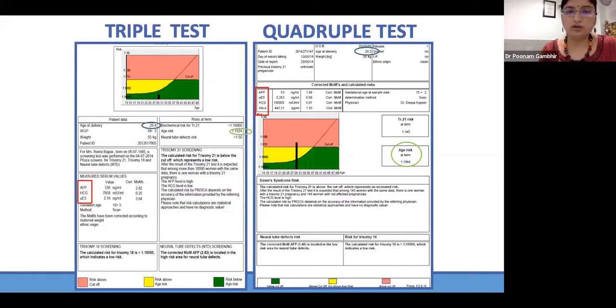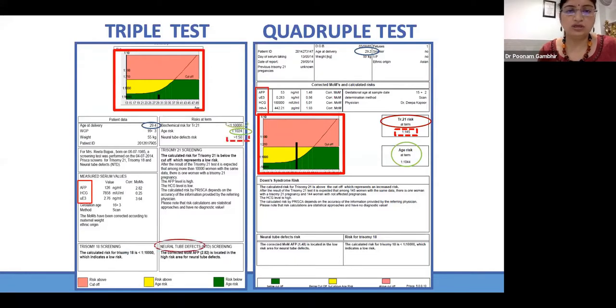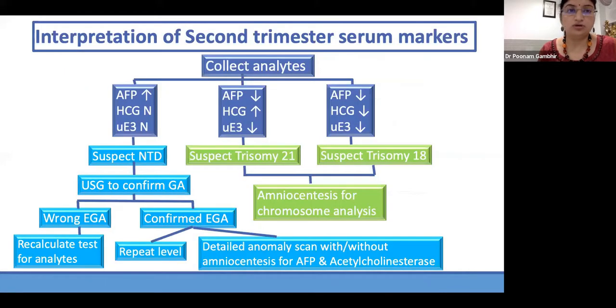So that is important. And we should then look into the graph. This graph is basically only for trisomy 21, and not for trisomy 18 or neural tube defect. So in a busy OPD, don't just look into the graph only. We should look at the report in total, entirely. Like this triple test is showing high risk for neural tube defect, which you may miss if you just see the graph. So this is important while reading a report.